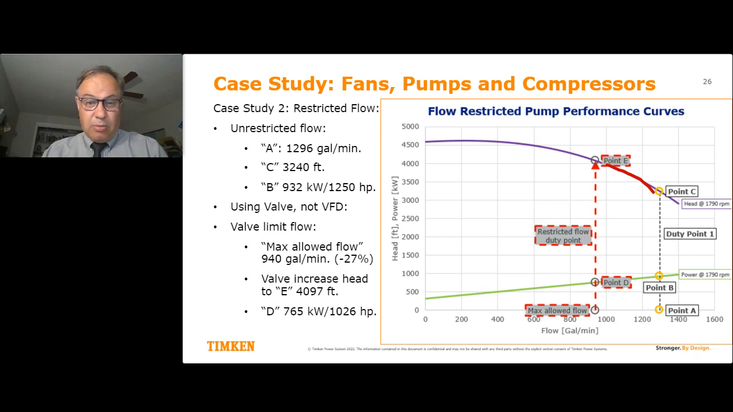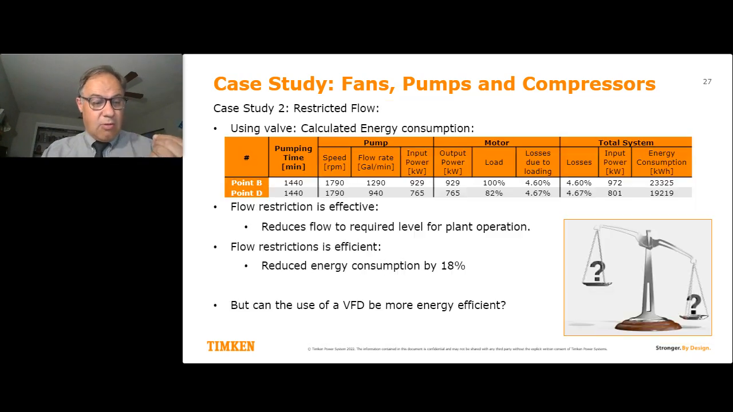Now, if I go to my table, my point B is my duty point, where I run it without the valve. Now I put in the valve because that's too much pumping. I need less flow rate. And I see that I've actually saved 18% of energy by using a valve.